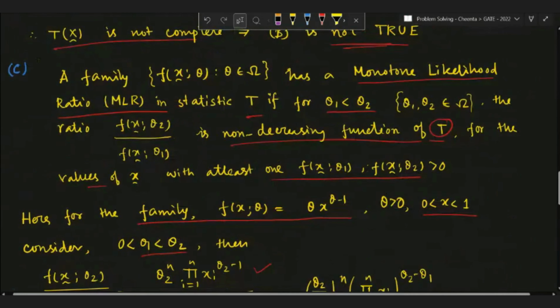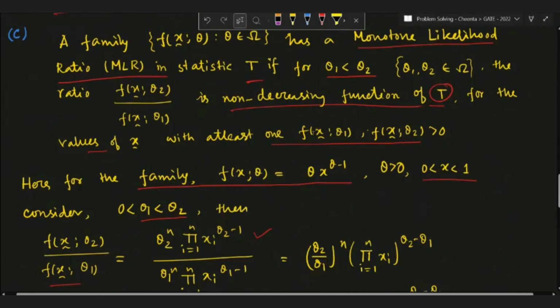Now to check option C, we define monotone likelihood ratio (MLR) as follows: a family f(x|theta), for theta belonging to the parameter space omega, has a monotone likelihood ratio property in statistic T if for theta 1 less than theta 2, where theta 1, theta 2 belong to the parameter space, the ratio f(x|theta 2) divided by f(x|theta 1) is a non-decreasing function of t for the values of x with at least one of numerator or denominator greater than 0.